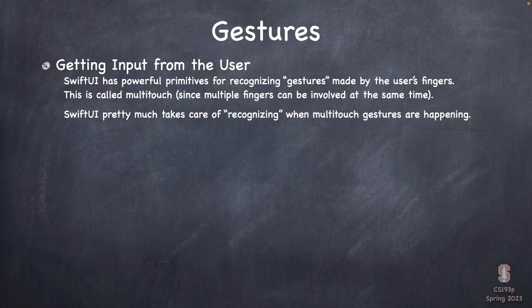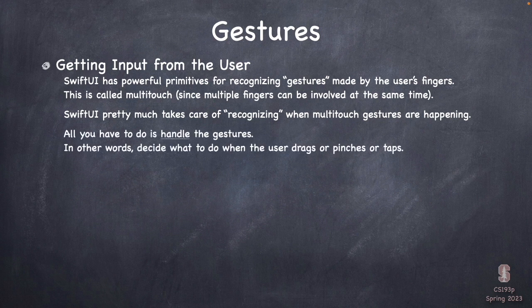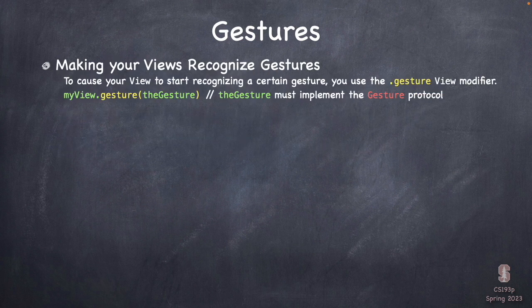So you don't actually ever write any code that's looking at a finger and seeing something about it. SwiftUI recognizes the combination of fingers as a gesture. What you have to do is write the code that handles a gesture. What do I do in my app when I get a pinch or a drag or a tap or whatever? And you've already actually done this with on-tap gesture. Tap is the world's simplest gesture, but now we're going to see how to handle much more powerful gestures.